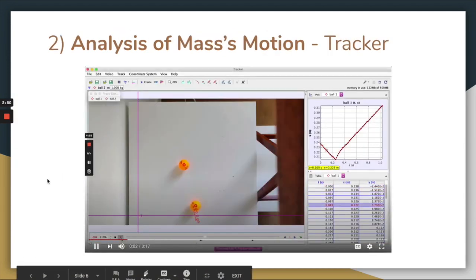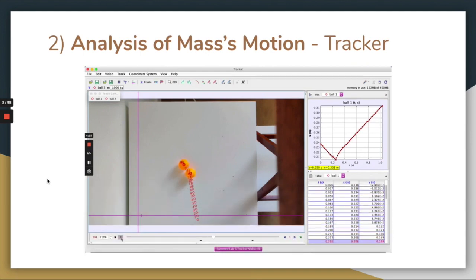I used this video I recorded and plotted the x and y positions in Tracker for each ball. I chose my axes such that positive x points to the right and positive y points upwards.